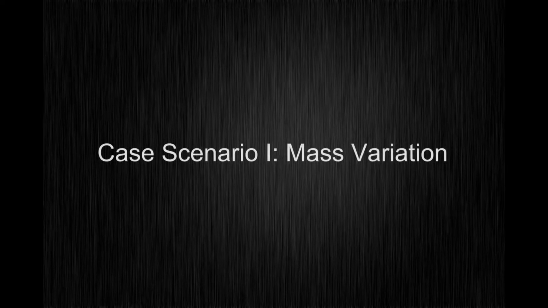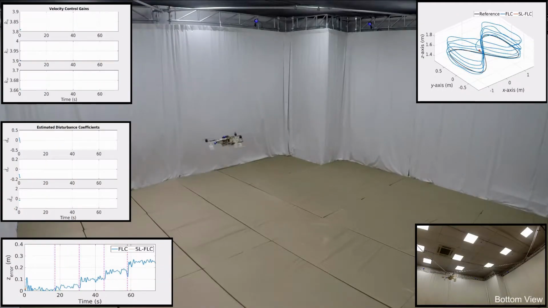The experimental validation of the control framework is done with the help of 3 case scenarios, the first amongst which is the mass variation. In this scenario, the UAV tracks an H-shaped trajectory while disturbance in the form of payload drop is induced once per lap.